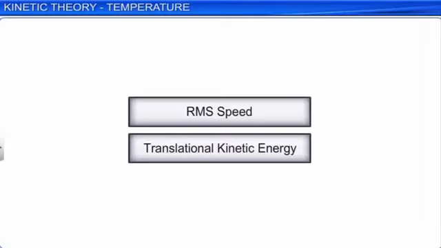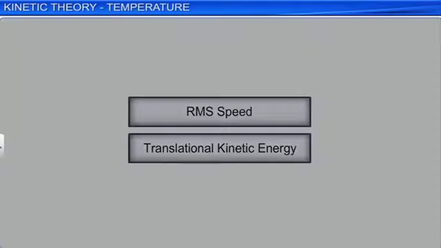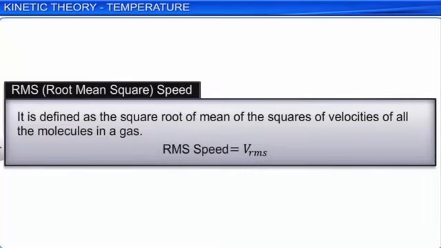It is necessary to know two basic concepts: RMS speed and translational kinetic energy, to understand the kinetic interpretation of temperature. RMS speed is root mean square speed. It is defined as the square root of the mean of the squares of velocities of all the molecules in a gas. It is denoted by VRMS.